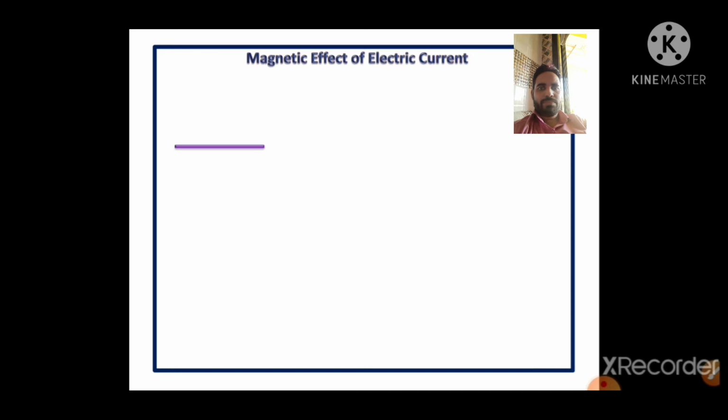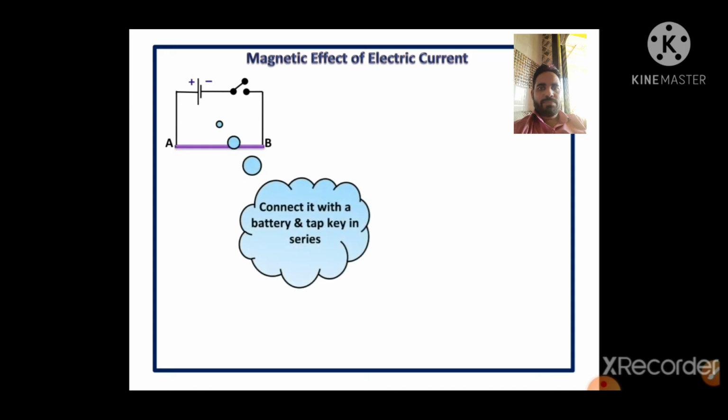What he did was take a wire, consider that wire a straight conductor AB. Conductor means a wire through which heat or electricity can pass. It could be a metallic wire. Now to that wire we have connected a cell and a tap key. You can see one cell connected with a tap key in series. This is the symbol of a cell and this is the symbol of a tap key, which we have seen in the table.